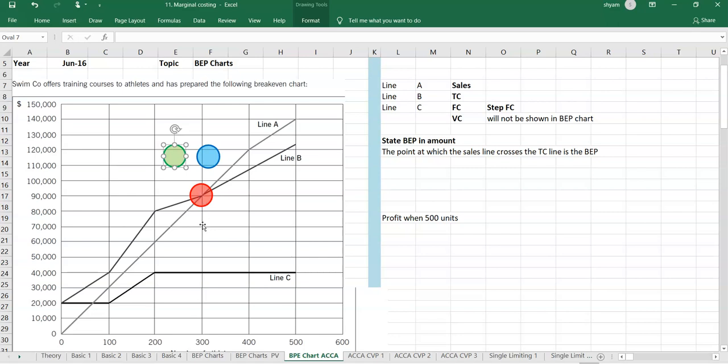In units it is 300, and in amount it is 90,000. So we can put it like this. BEP in amount is 90,000 and BEP in units is 300. So 90,000 is on this side and the 300 is on this side. So I think we got that.